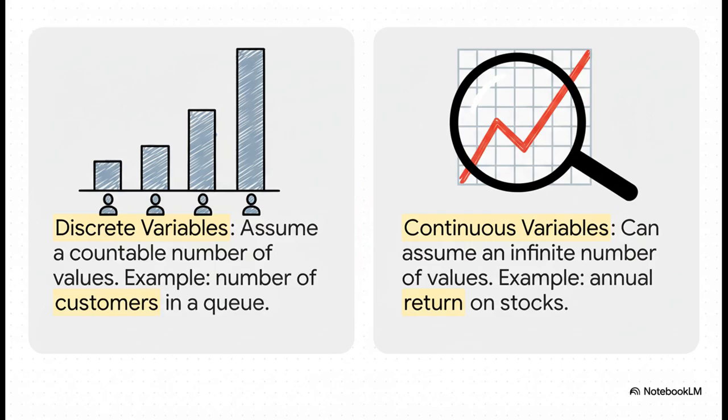Continuous variables, though, they can take on any value within a range. Think about the annual return on a stock. It could be 8% or 8.7% or even 8.765%. The number of possibilities is pretty much infinite.